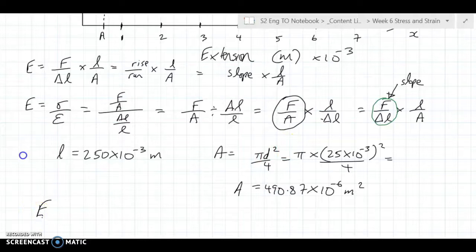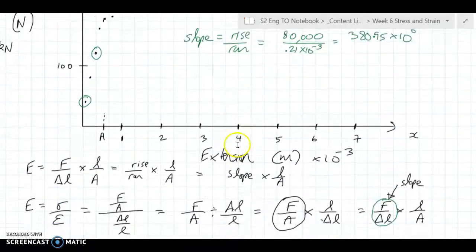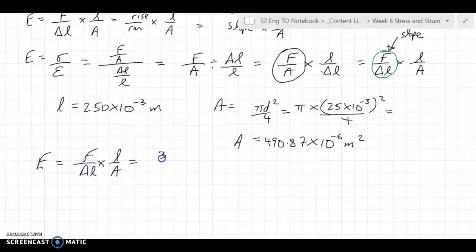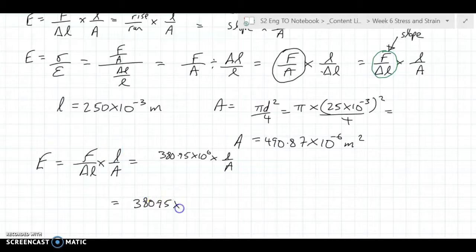So Young's modulus is going to be F over delta L, that's our slope, multiplied by L over A. We've already worked out F over delta L, that's our slope. And what was that again? That was 380.95 by 10 to the 6. So 380.95 by 10 to the 6 multiplied by L over A, which I'll write down here a bit neater: 380.95 by 10 to the 6 multiplied by 250 by 10 to the minus 3 over 490.87 by 10 to the minus 6.